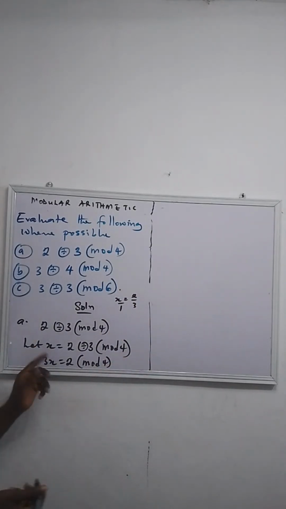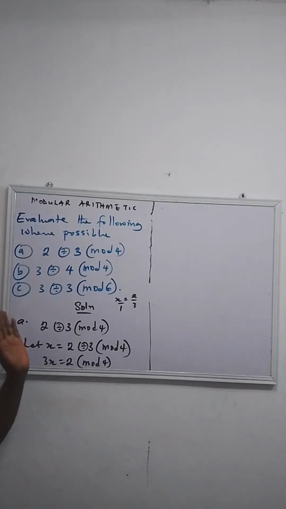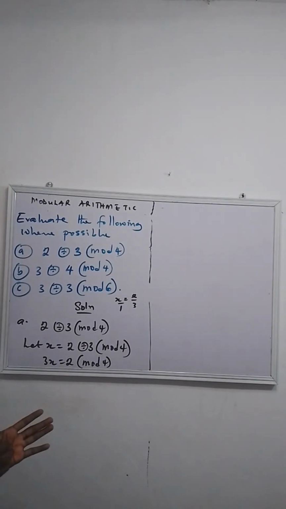So this equation, when you cross multiply, you have 3x equals 2. So now, what's the next thing? I'm to divide both sides by 3 so that I'll get the value of x. But now, when we talk about modular arithmetic, it is an arithmetic for integers, not for decimals. So we don't want decimal numbers. So we are going to try as much as possible to do without decimals.